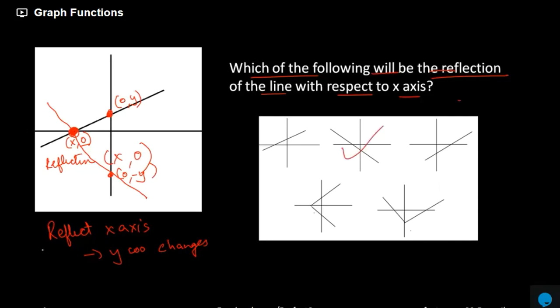So suppose you're understanding that the only key to the question is when you reflect something according to the x-axis, the y coordinate changes. Fine, guys, I suppose you've understood that.